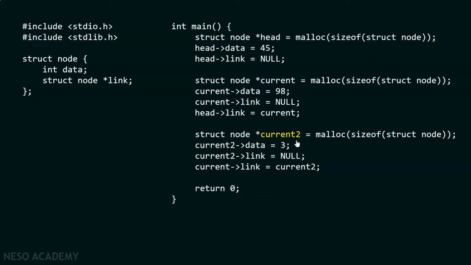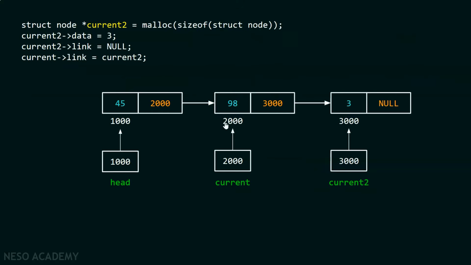Now with the help of this current2 pointer, you're trying to access the data part as well as the link part. And finally, using this current pointer, we are trying to access the link part of the second node, and we will put the address of the third node in the link part of the second node. That is what we are doing here. Let's see how to represent this pictorially. This is how it looks.